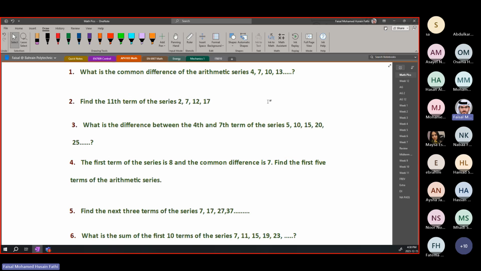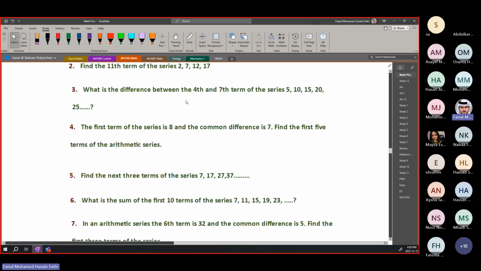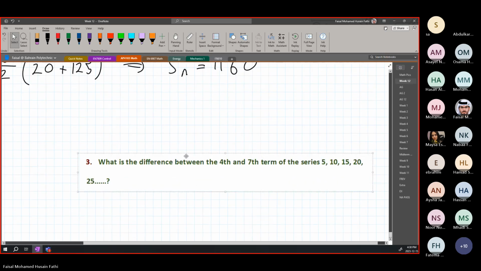Come on, work a little. Quickly. Remember that you're going to be fast in the exam. You're going to have a lot of load, a lot of questions. You're going to have to know these very quickly. Instantly, you should look at it and you know. 2 and 5. There you go. What is the difference between the 4th and the 7th term of the series? Okay, let's actually solve this question so you guys understand how to do this.